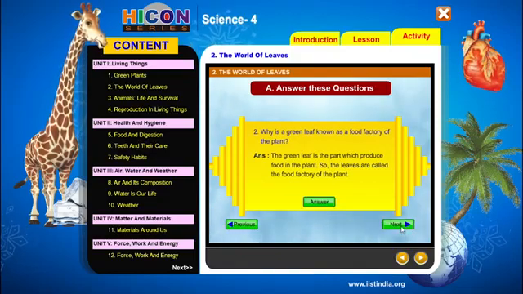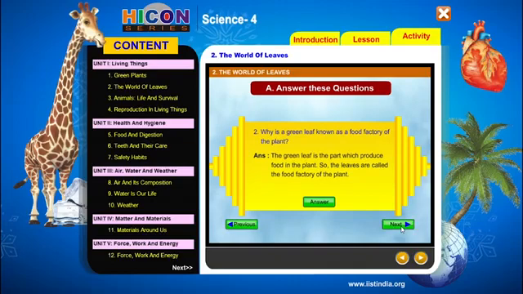So children, note down this question and answer in your notebook. So see the next question.